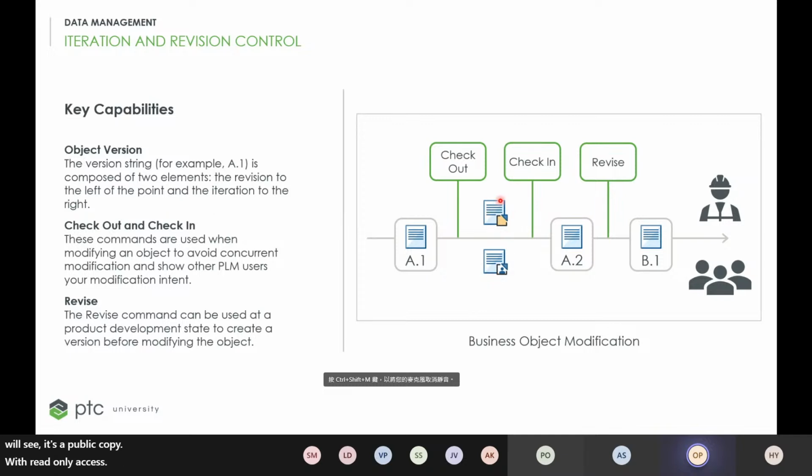While you are making the modification to this checked-out working copy, nobody else will be able to still make a modification. They will have only read access to the first version of the object.